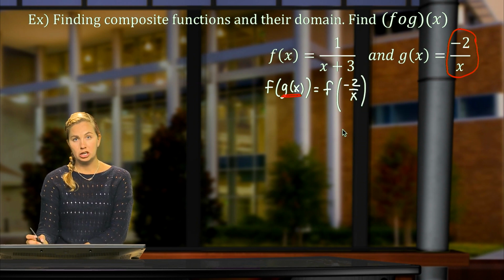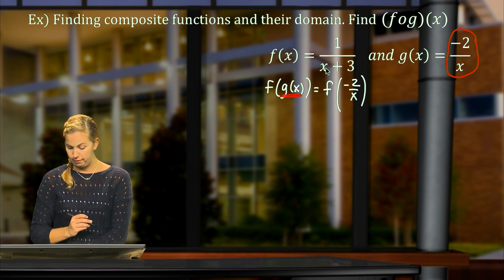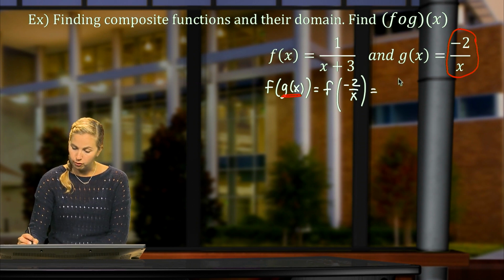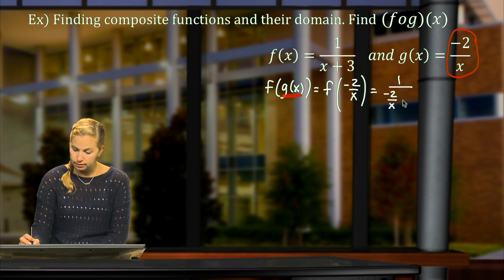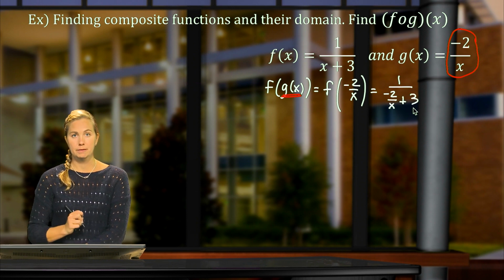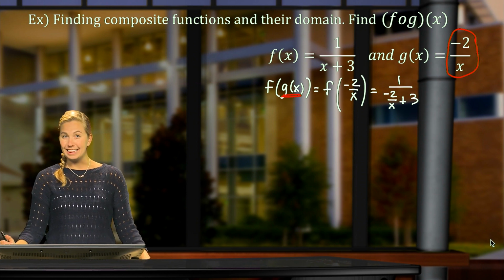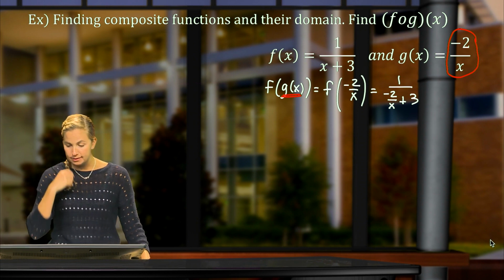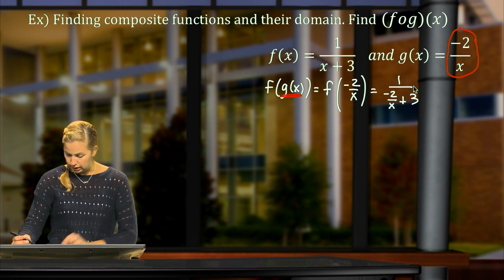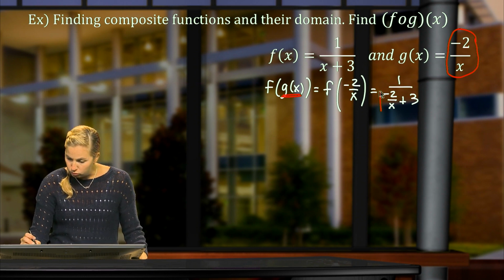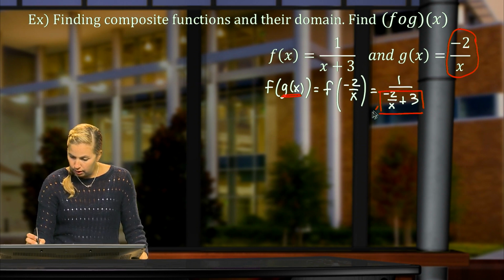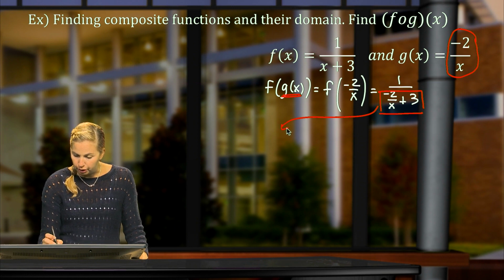And this notation, our function notation, tells me to take negative 2 over x and plug it into x in f. So we have 1 over negative 2 over x plus 3. Again, we are dealing with a complex fraction and we can't leave it like this. We have to simplify this. So let's work with just the denominator. I'm going to take this and work over here.